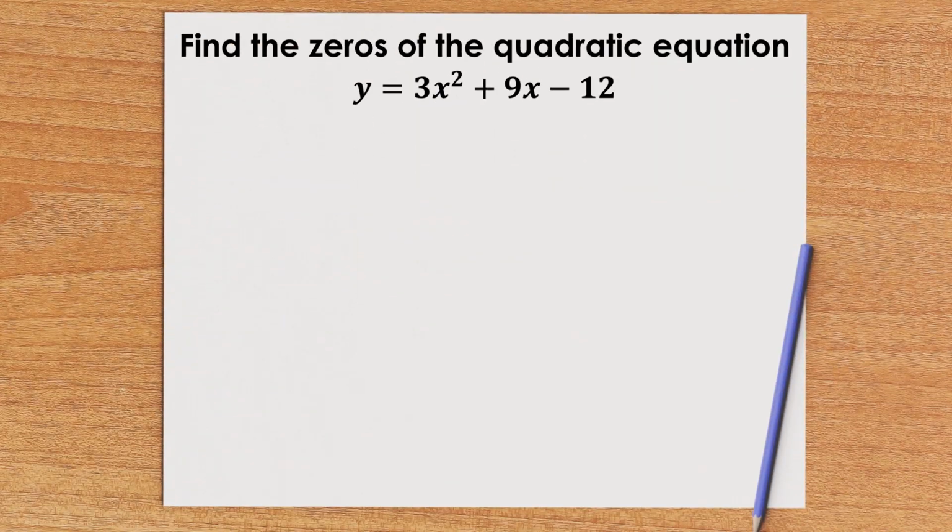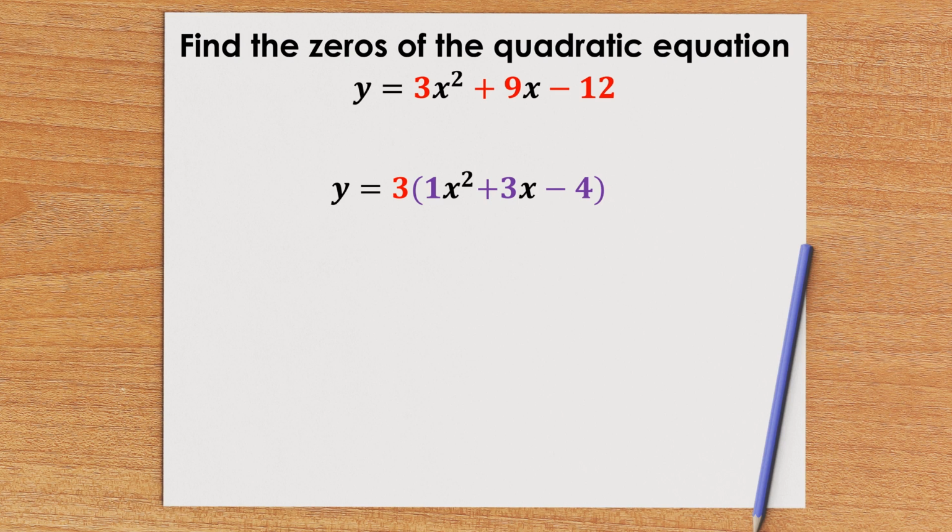Find the zeros of the quadratic equation y equals 3x squared plus 9x minus 12. The first step whenever you see a question where the a is not equal to 1 is to see if you can scale it down by a common factor. If you look closely, you'll notice that all three terms are just multiples of 3. This means that we can factor out a 3 from each term.